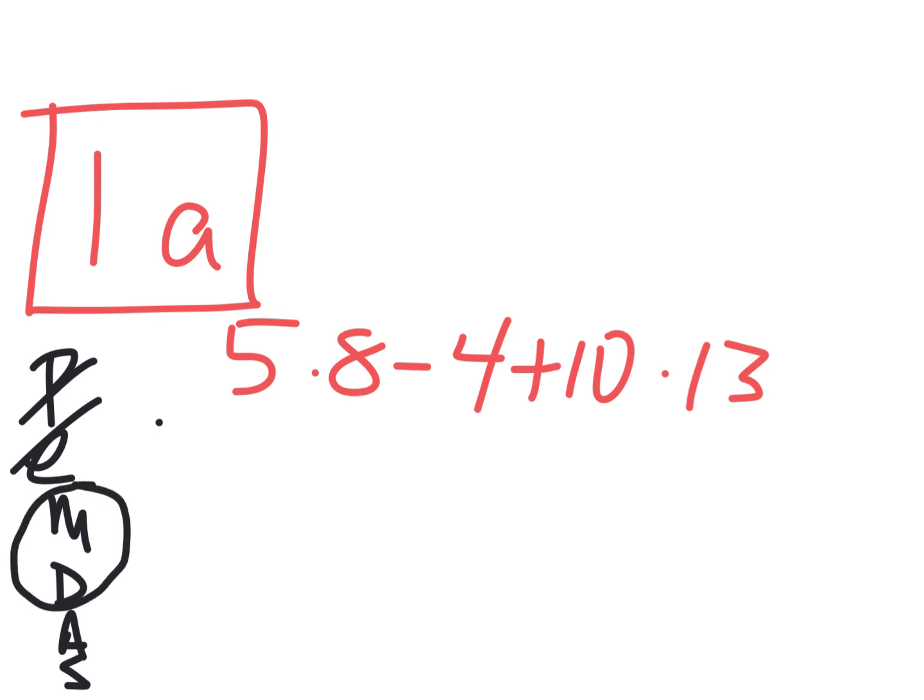But you don't touch any adds or subtracts. So if that's tied with that, then which one goes first? Left. So 5 times 8 is 40. So we do start with 40. I thought you said you don't go from left to right. Sometimes. Only in certain circumstances.